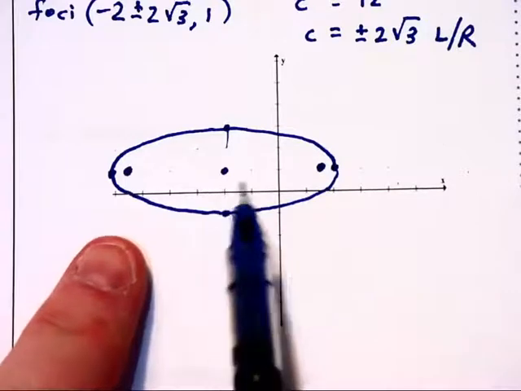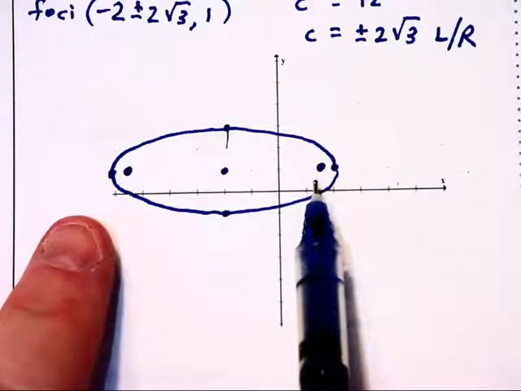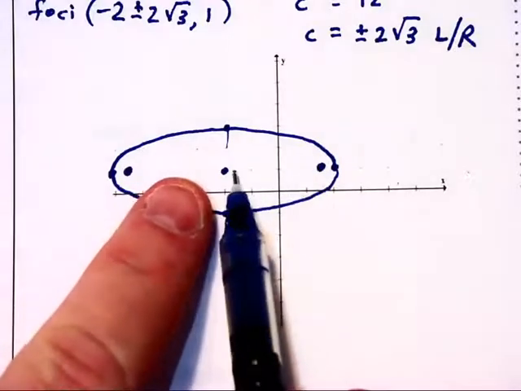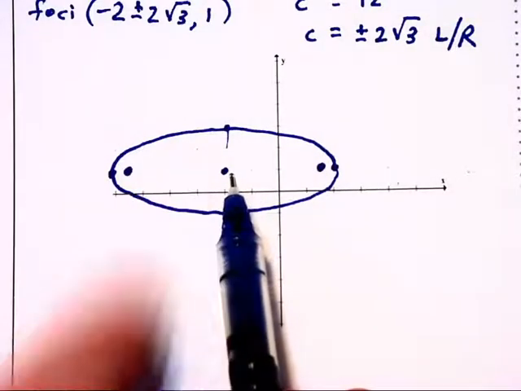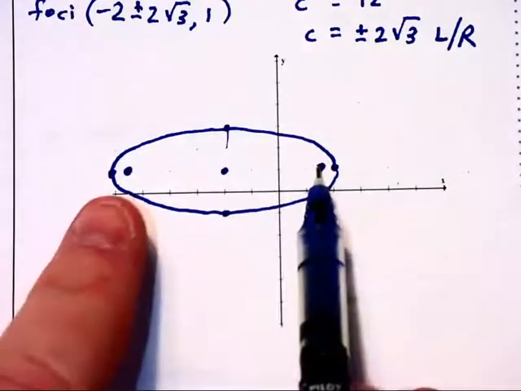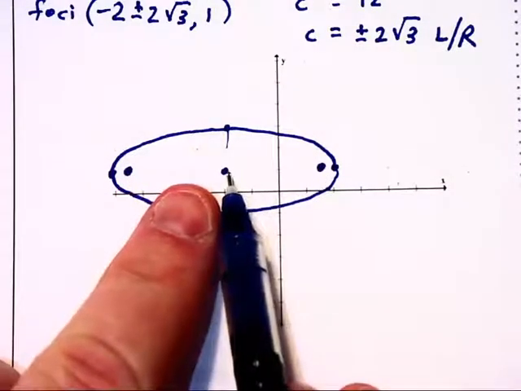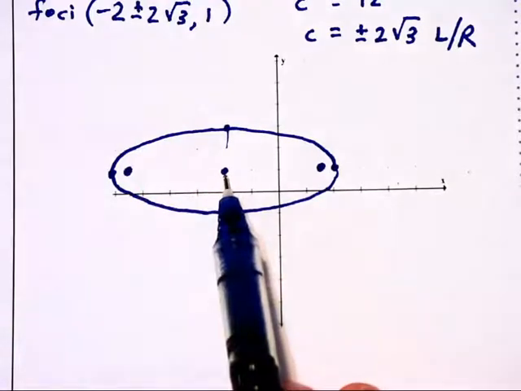As the foci are further away from the center, the curve becomes more elongated. As these two foci are drawn in closer towards the center, the graph is more circular until those two foci touch each other, and then they really are only one point. Then you actually have a circle itself.